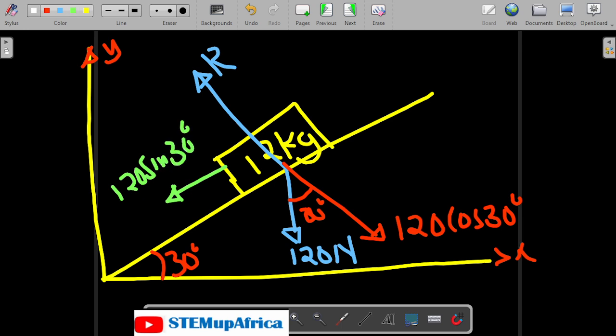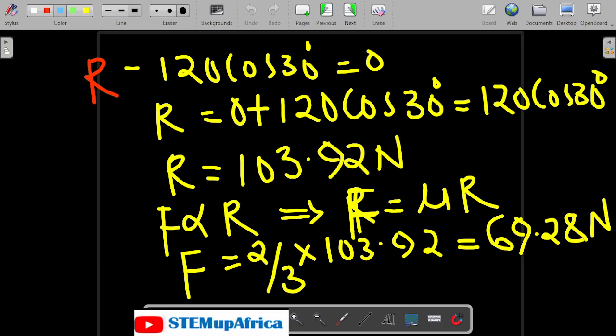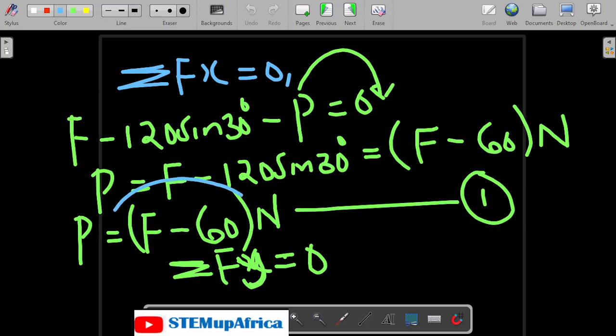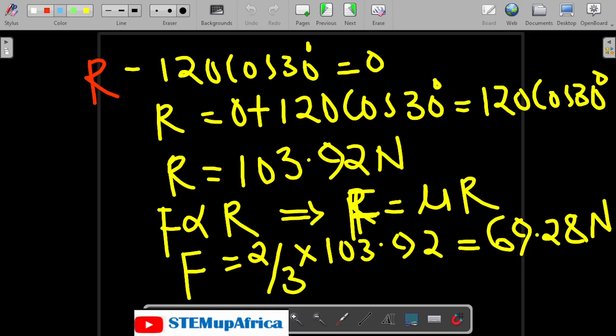But this time, the body is moving up, which means my P is going to this side now. If it's moving up, what will happen to frictional force? Frictional force will oppose that direction. That is one of the laws of friction. From the information now, it's just the opposite of the first case. That means instead of having F minus 60, you are going to have F plus 60 this time.